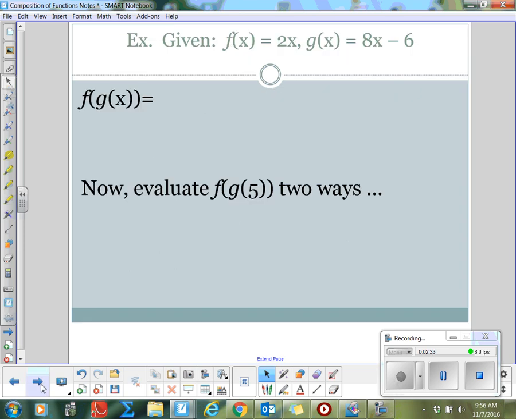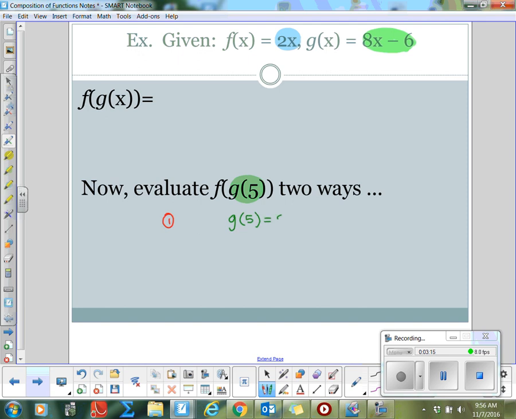First of all, let's evaluate f of g of 5. We have two functions up above. Function f says to take an input and multiply it by 2. Function g says to take an input, multiply it by 8, and subtract 6. So I'm going to start down here. The first way to evaluate this is using a chain of events. I'm going to start with finding the value of function g evaluated at 5.